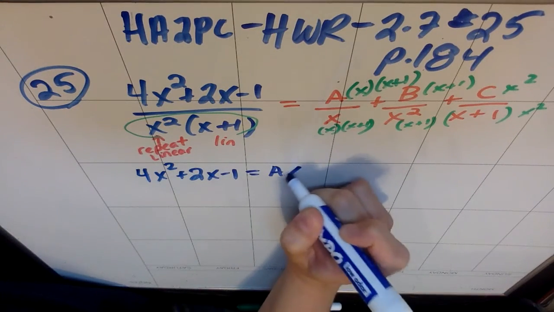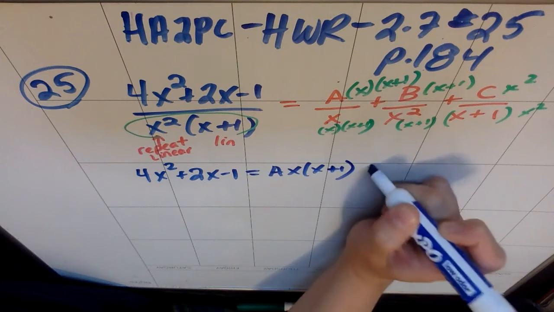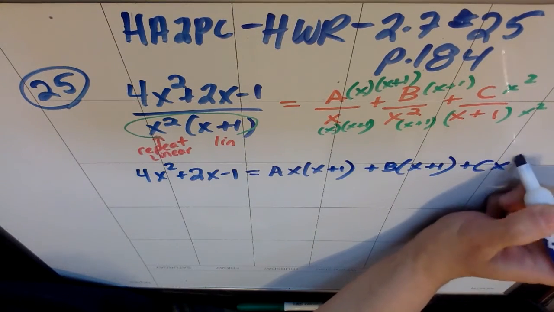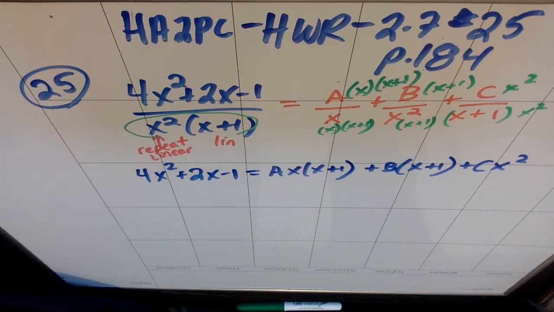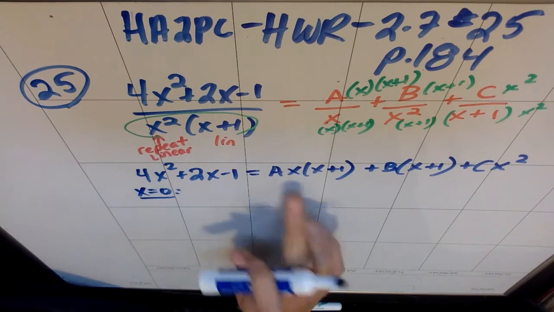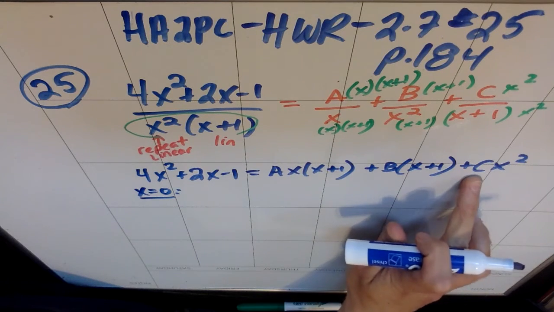I have A times x plus 1, plus B times the x plus 1, plus C times the x squared. Now if I use my clever substitution, I should be able to find two of these variables very quickly, and then I can pick any other x to find the third. So if I pick x is 0, that's going to knock out anybody that just has an x sitting right next to the coefficient, right?